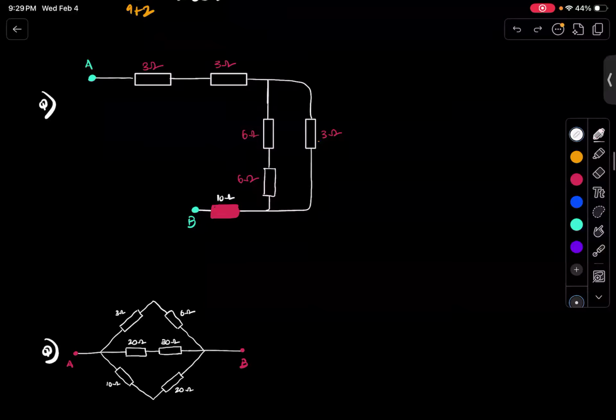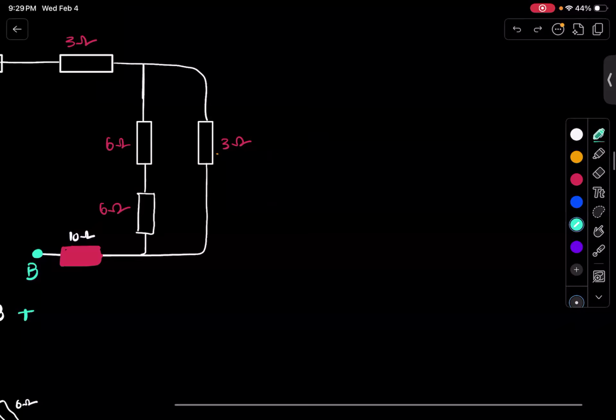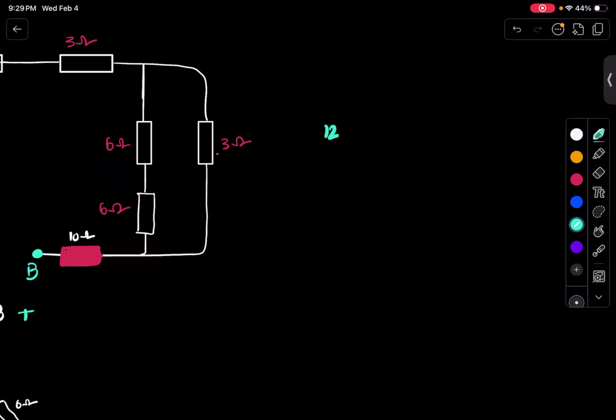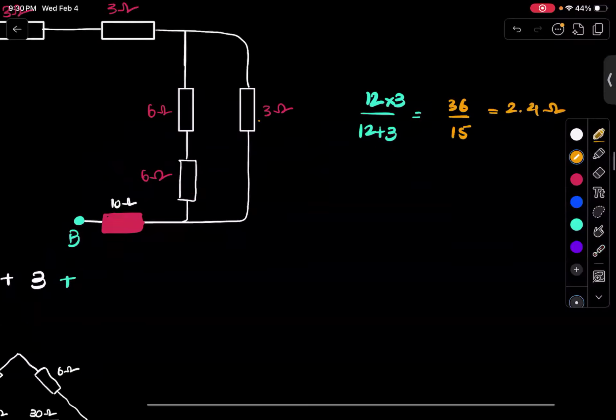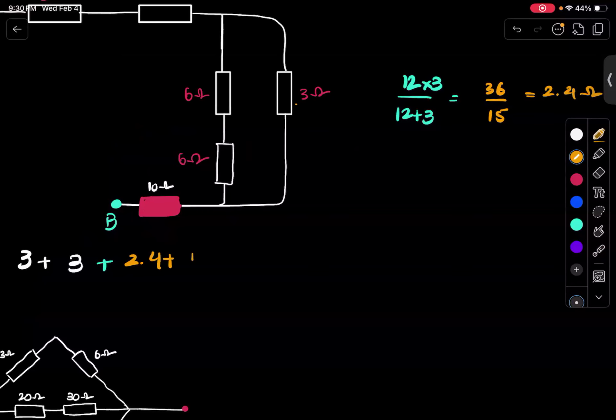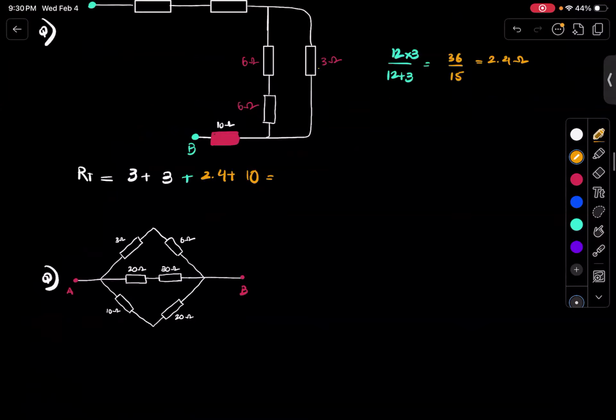Okay, so how do you calculate the total resistance? RT is equal to 3 plus 3 plus, now find the total equivalent resistance of the parallel resistors. You can consider this just to be 12, so 12 into 3 over 12 plus 3 will give me the equivalent resistance of this parallel junction. 12 into 3 is 36 over 15, which is, you see how much faster this shortcut is, 2.4. So 2.4 ohms is the equivalent resistance of these parallel junctions. So 2.4 plus 10, whatever that is.